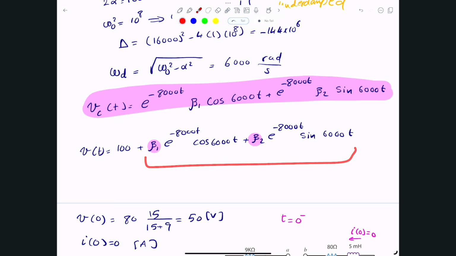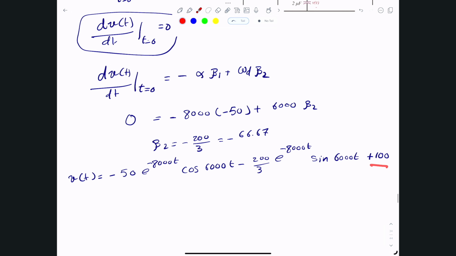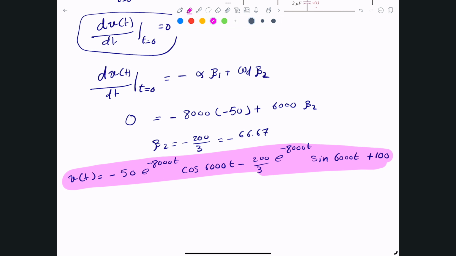So that was a complementary solution. This is the particular solution. I just put the particular in here. All right, just a quick sanity check. This should be the final solution for that circuit, at least for V of t.